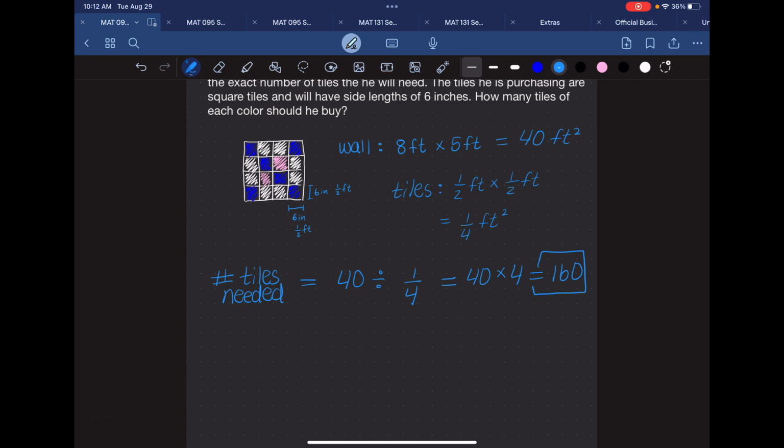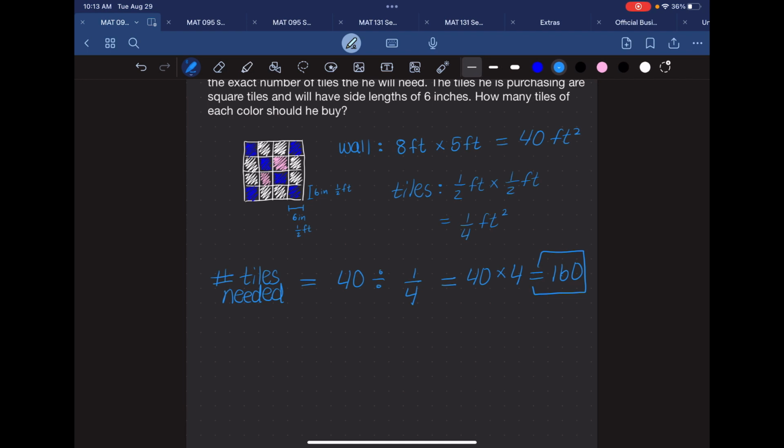Well, that's only part of the problem. So we figured out how many tiles we need to cover the entire wall, which is a problem with fractions in its own right. But now we know the pattern that he wants, and we need to figure out how many pink tiles should we buy, how many blue tiles, how many white tiles. And so to do that, we can look at the pattern and see what fraction of the tiles on the pattern are blue, what fraction of the tiles are pink, and what fraction of the tiles are white, and then use that to determine how many of the 160 we should buy.